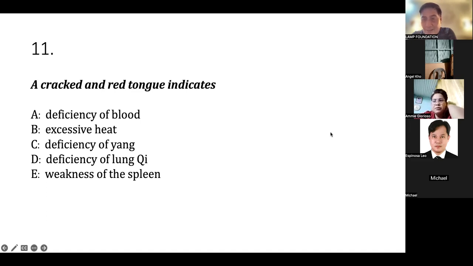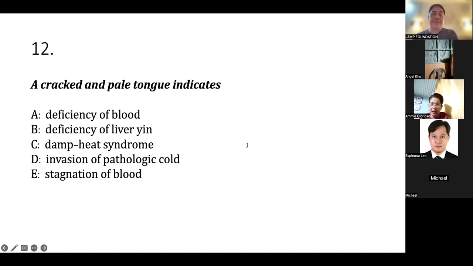Anong symptom yung i-extract mo sa patient to know that this is really spleen qi deficiency or weakness of the spleen? Ano yung classic sign of spleen qi deficiency? Poor appetite, nawawala na po ng gana kumain. Fatigue, pagod. Very spleen, because spleen is supposed to give us energy, right? Wala pong energy. Very good. Now you know. Let's go to number 12, Ma'am Ami.